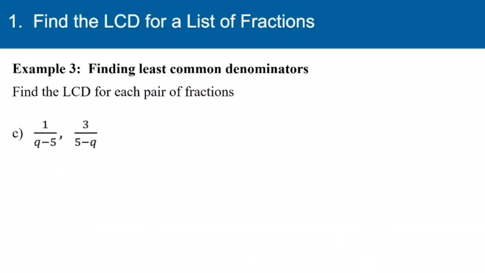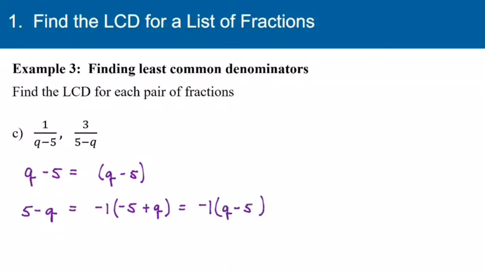Here is part C of example 3. So here our denominators are q minus 5 and 5 minus q. Now, I'm sure you notice that these are opposites, and there's only one factor here. So for the first denominator, there's no factoring to do. The only factor is q minus 5. For the second denominator, that's the opposite of the first denominator. So we don't want to treat it as a totally different factor. What we want to do is factor out a negative, and that lets us change the order of the subtraction. Remember how we learned to do that back in section 7.1?